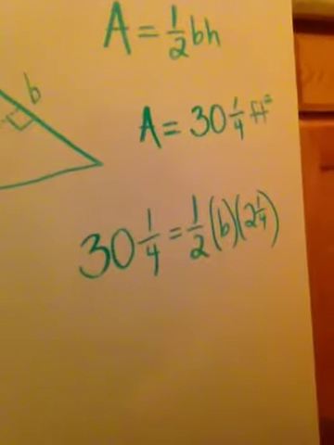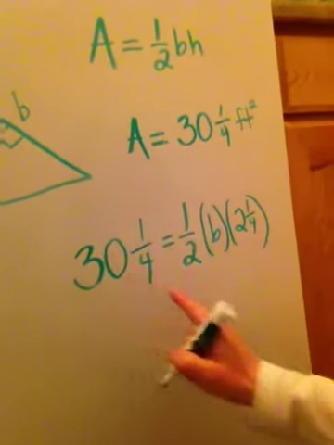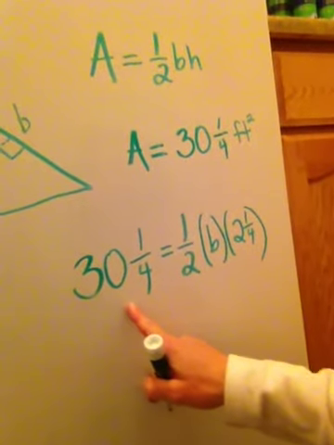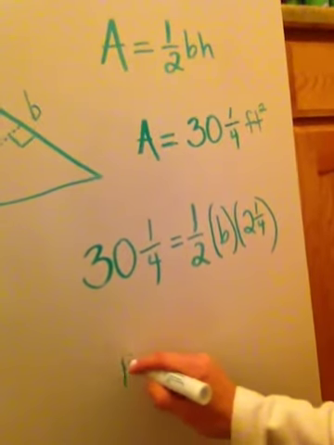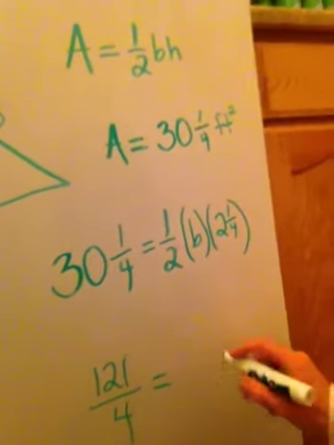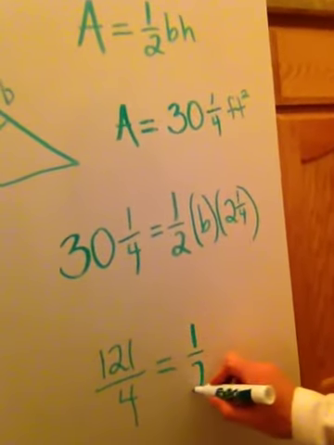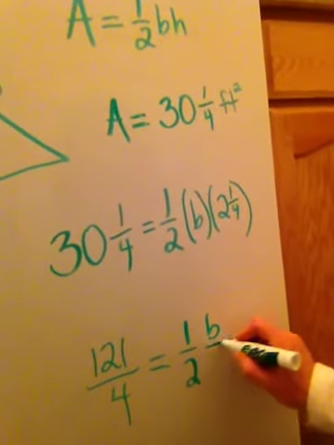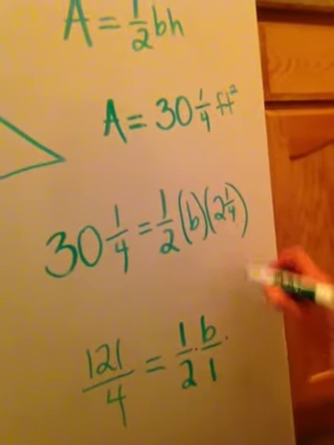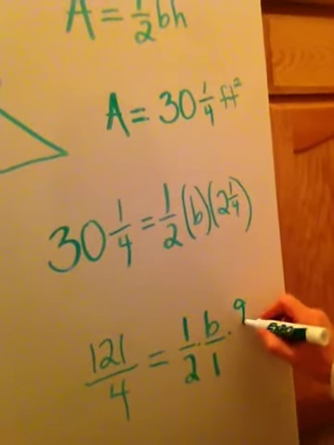Okay, so first of all, change your mixed fractions to improper fractions. So we get 120 plus 1, so 121/4 equals, I'm going to leave that 1/2, I'm going to put my B over 1. And this is 9/4.